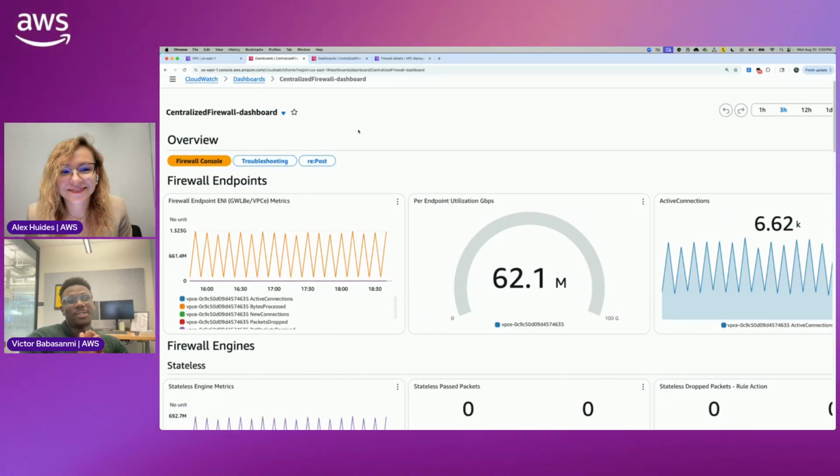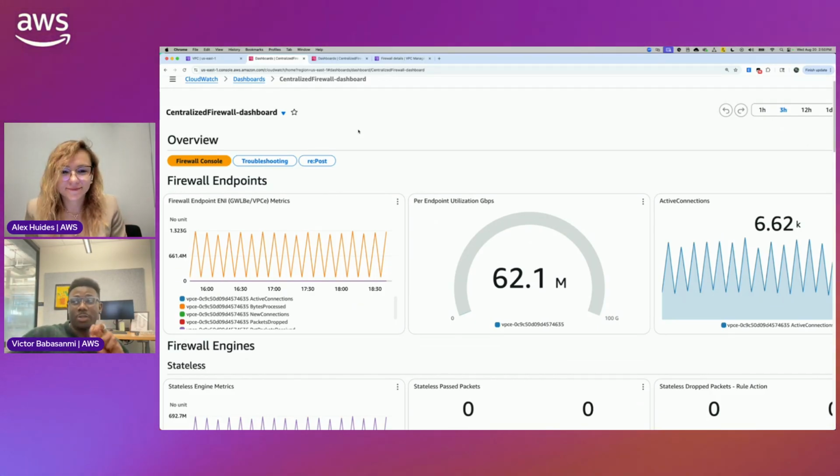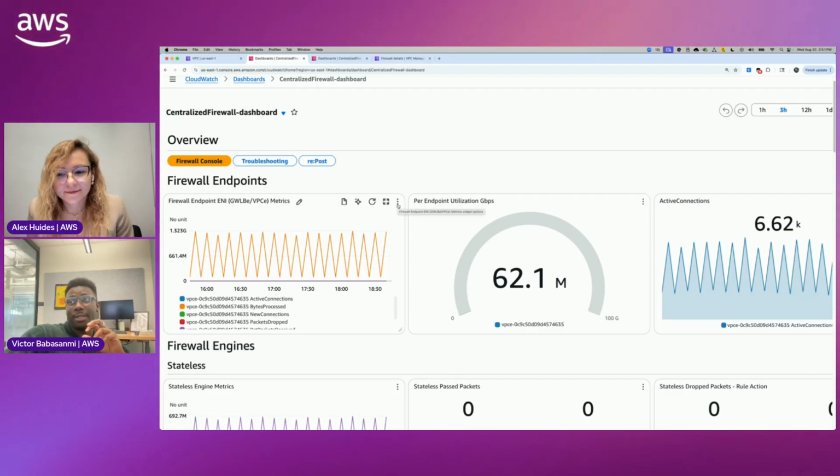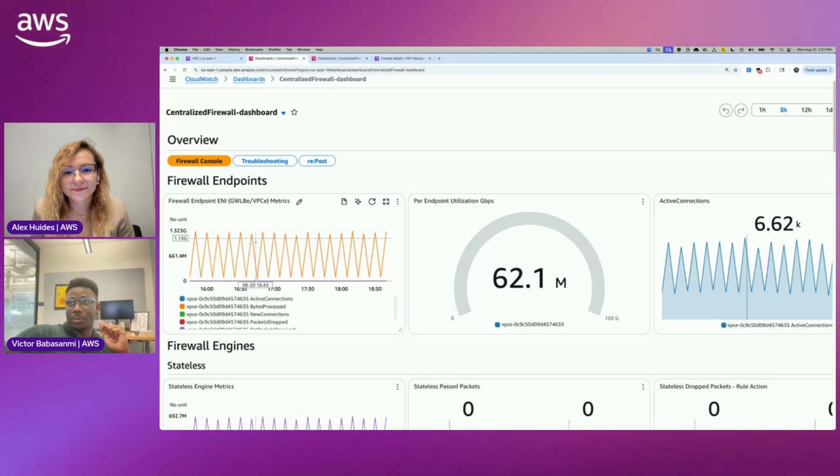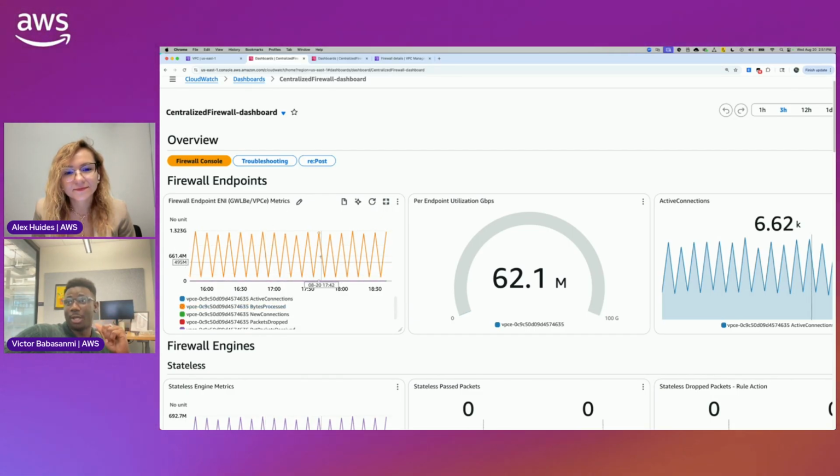Okay, so let's move on to the Firewall dashboard. So this is a custom dashboard, and it has a bunch of widgets in here. Some of them are just displaying metrics from CloudWatch. Some of them are displaying widgets that provide insights into logs. And there's also one AI widget here as well. So just to quickly run through this, this is a widget that's looking at different metrics for my firewall endpoint ENI.